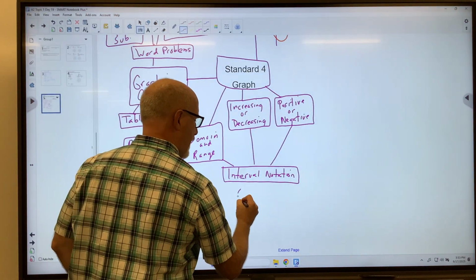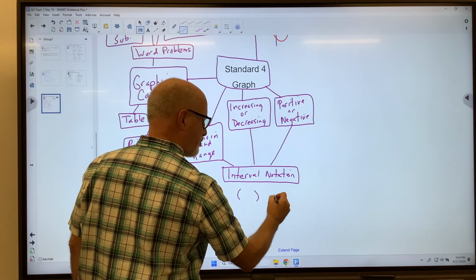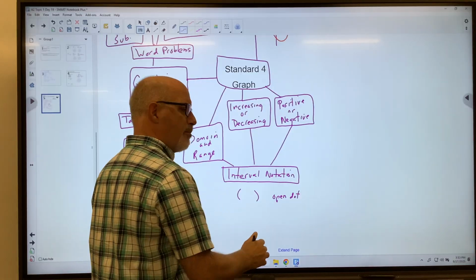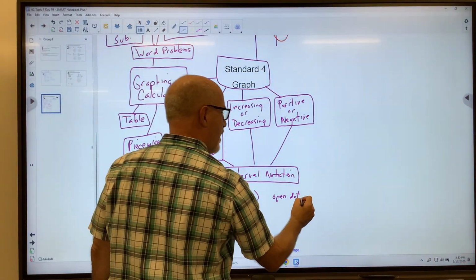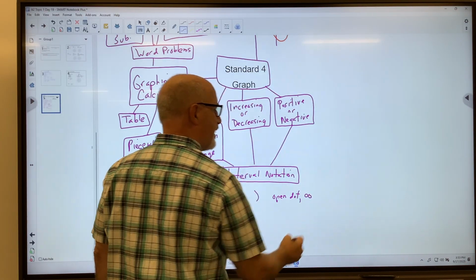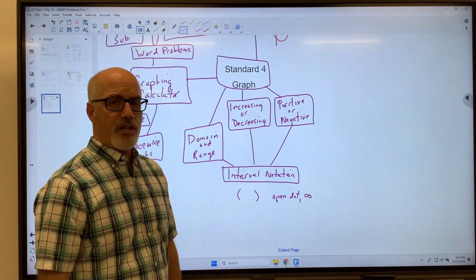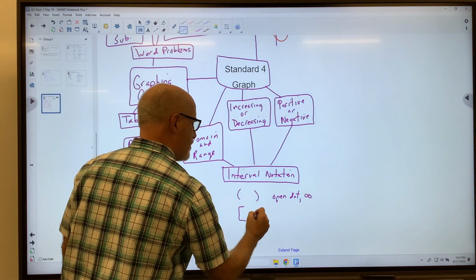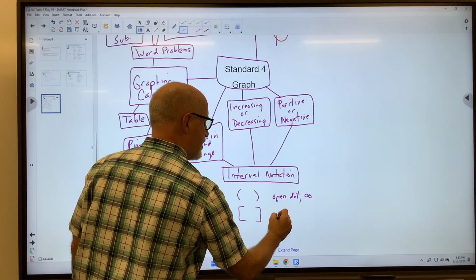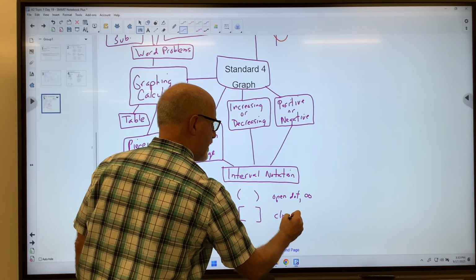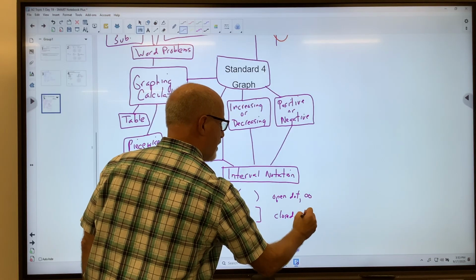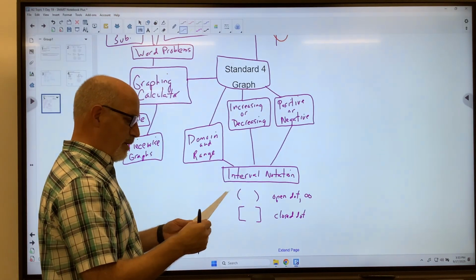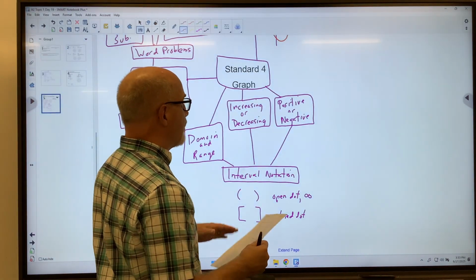And just remembering that the parentheses we did when we had an open dot, or we did not include something. Also, if you ever put it on infinity or negative infinity, you're going to use the parentheses on it. And then closed interval notation is when you have a closed dot, or it includes the number for that. Okay, so that's information that we have for using interval notation.